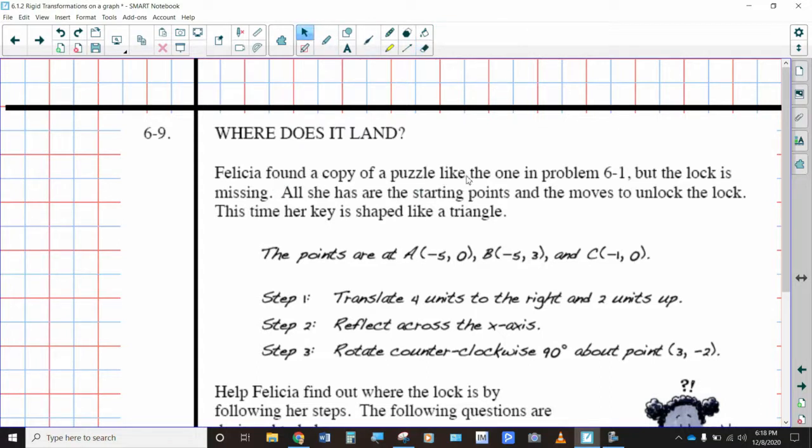Felicia found a copy of a puzzle like the one in problem 6-1, but the lock is missing. All she has are the starting points and the moves to unlock the lock. This time her key is shaped like a triangle, okay? So here are the points where it starts: point A is at -5, 0, point B is at -5, 3, and point C is at -1, 0.